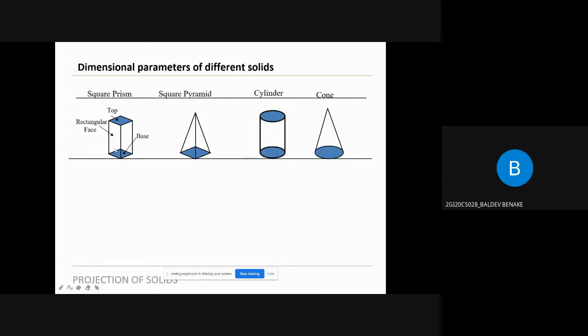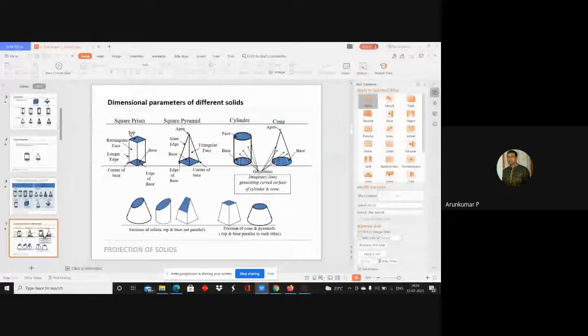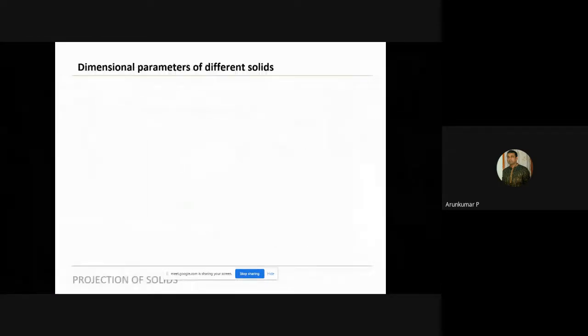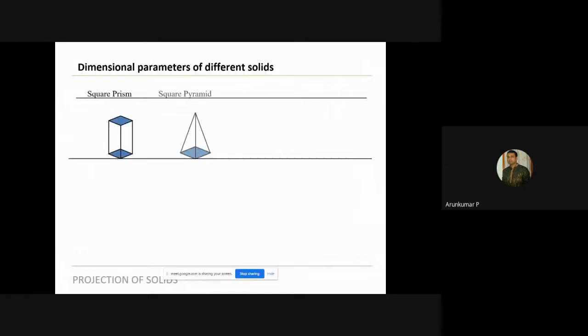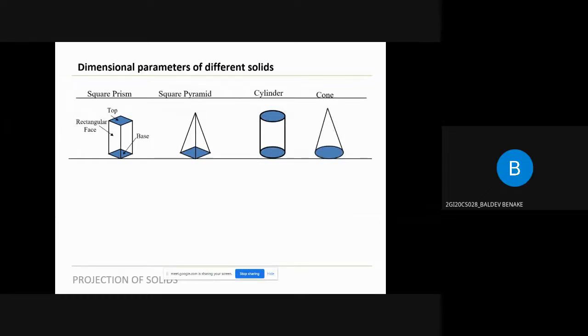How many rectangular faces are there for this square prism? 1, 2, 3, 4. Yeah, correct. So there are 4 rectangular faces. How about a pentagonal prism? How many rectangular faces? 5, sir. Yeah, 5. So this is with respect to prism.